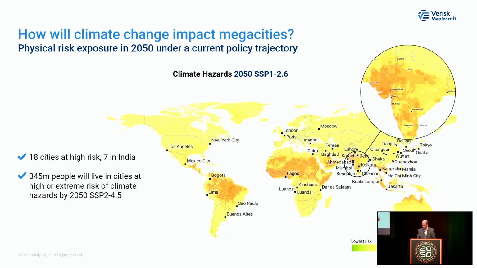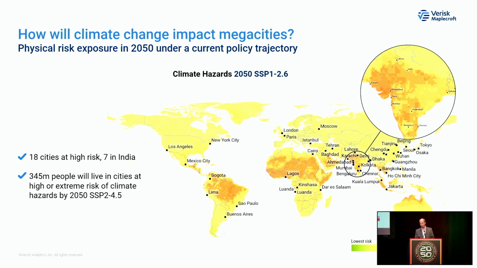So the map you can see on the screen is our Climate Hazards Risk Index for 2050. It's actually under a middle-of-the-road scenario, so ignore the title of the map. It should read SSP 2 4.5. But effectively, it's a composite risk index. There's a number of different indicators that go into it that capture extreme climate hazards.